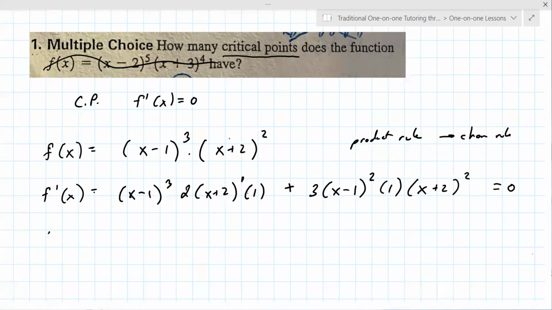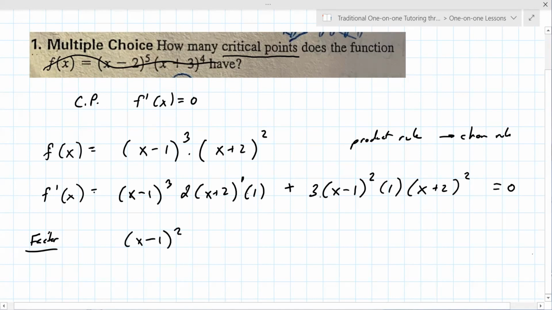Let me know when you get caught up to this line. Okay, so rather than rewriting here, because rewriting takes a lot of time, you want to factor. So you look for what's common in both. There's an x minus 1 squared in both, and there's an x plus 2 in both. Then you figure out what's left over. From the first one, there's an x minus 1 and then a 2. And from the next one, there's a 3 and an x plus 2.